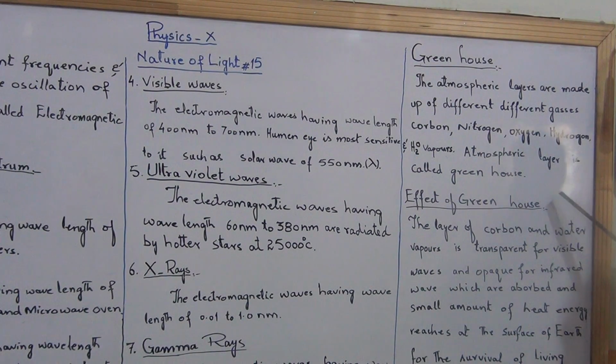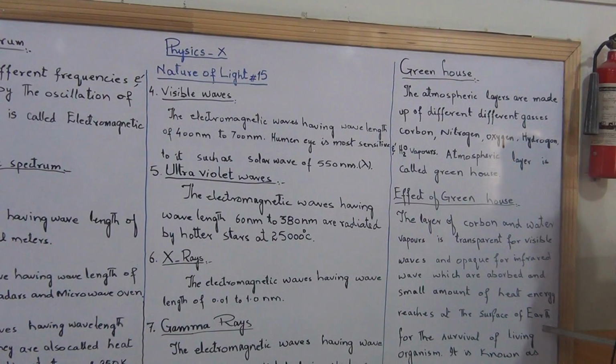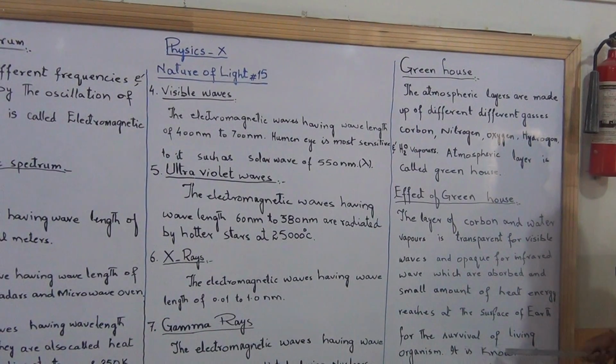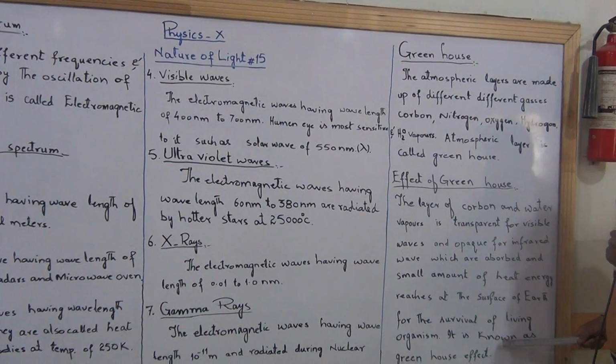Effect of the greenhouse: the layers of carbon and water vapors are transparent for visible waves and opaque for infrared waves, which are absorbed, and a small amount of heat energy reaches the surface of the earth for the survival of living organisms. It is known as the greenhouse effect.